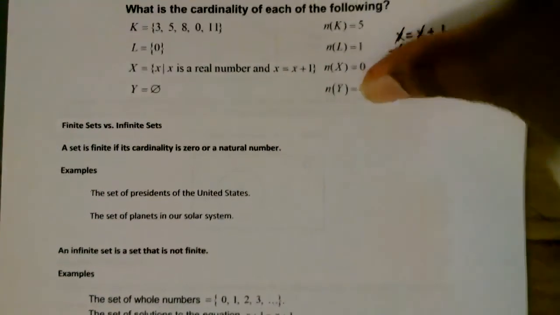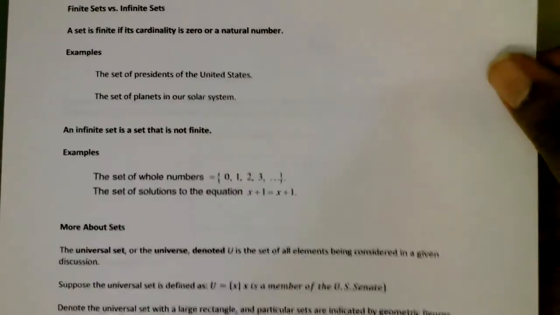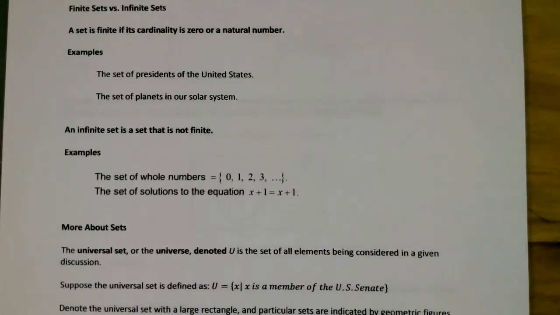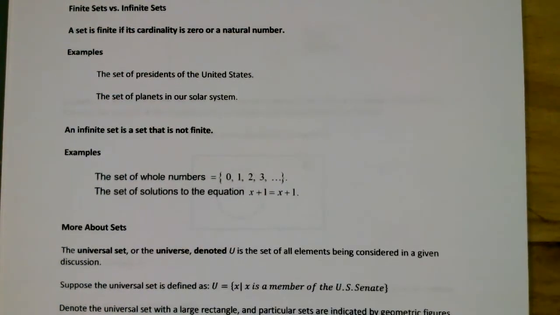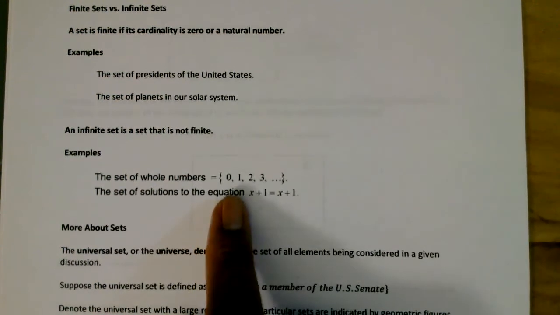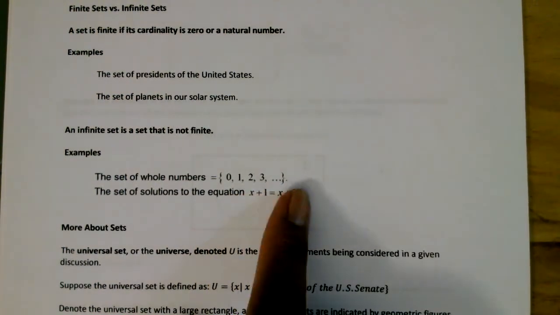Now, if we don't have a finite set, that means we have an infinite set. Usually an infinite set is going to be a set that has the 3 dots or the ellipsis, meaning it goes on and on and on forever without end. Like the set of whole numbers, which we write out as 0, 1, 2, 3, and so on.